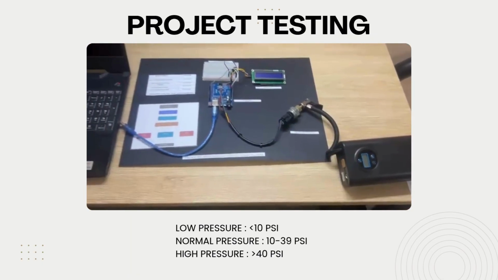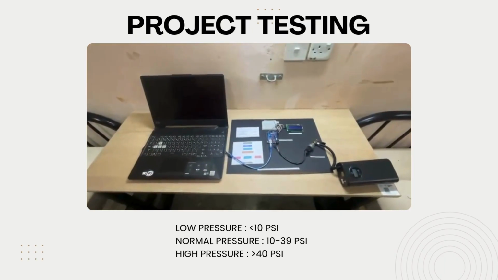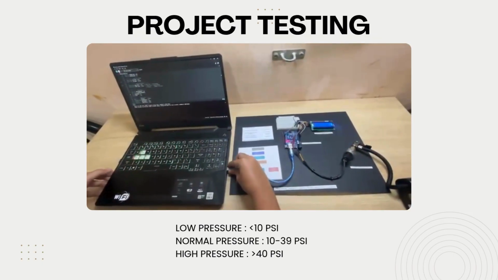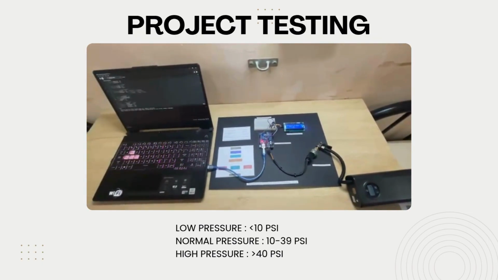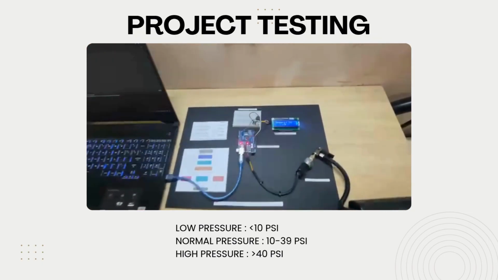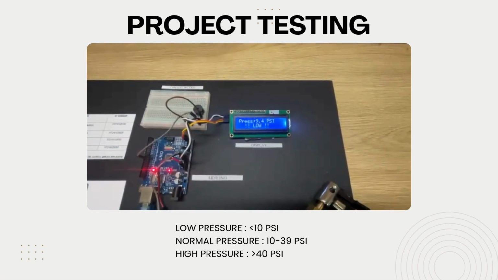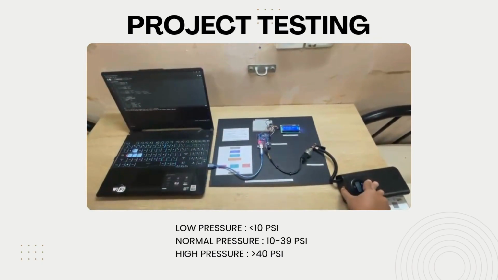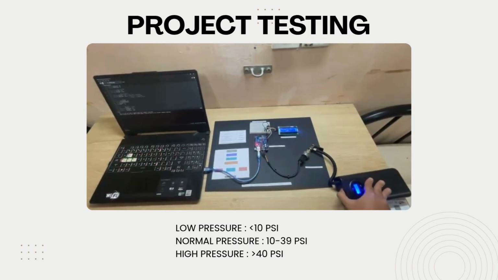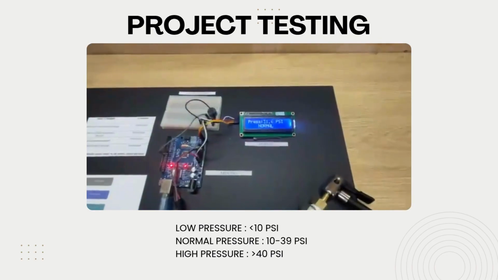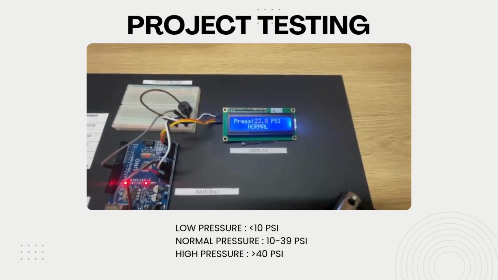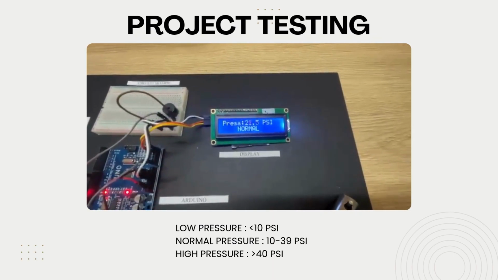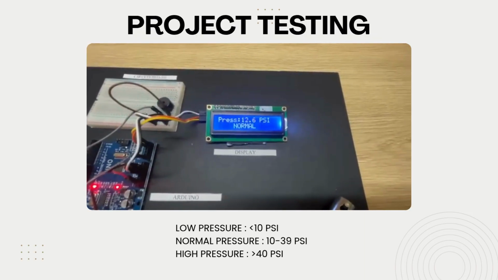So here we are going to demonstrate our project. And now let's start. We have already set the pressure, which is now low pressure, under 10 psi. And now we are going to apply some pressure. Now it is normal, and if the pressure reaches the sensor limit of 40 psi, it will trigger.